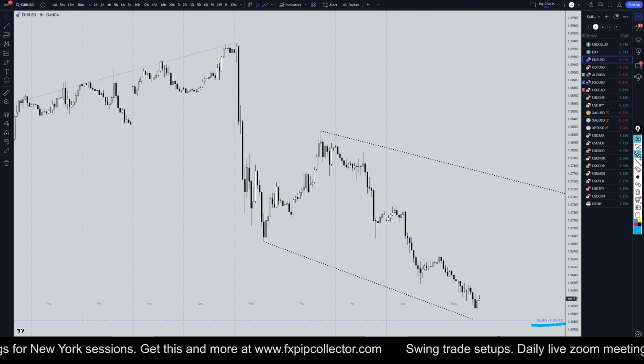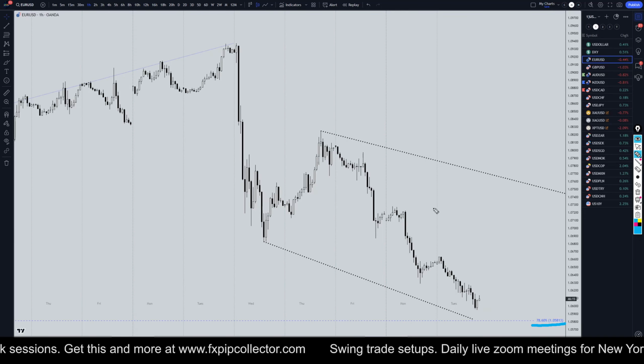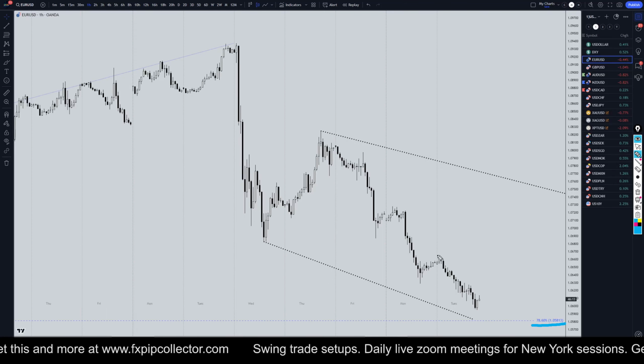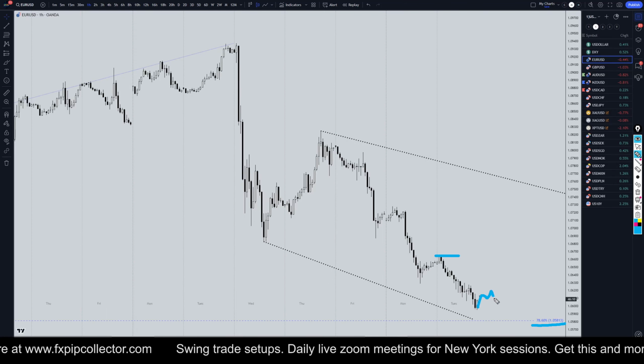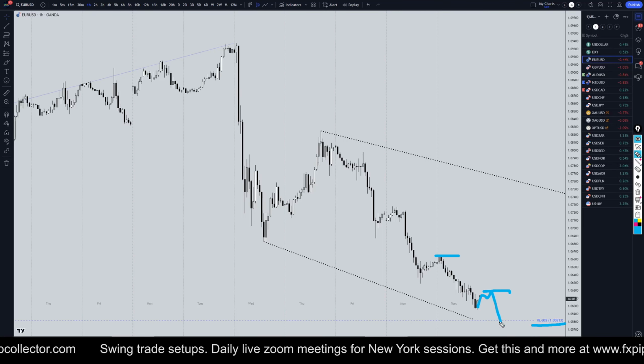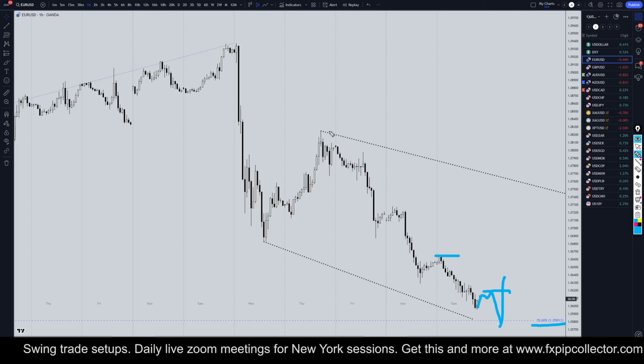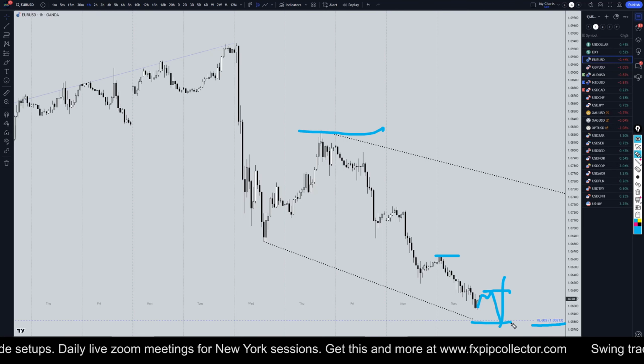Maybe it will make a bounce there and give us a break of structure. Whenever we do get a break of this lower low, lower high structure, whether it's here or whether it makes a new lower low, lower high here, whenever we do get a break of this structure, the first thing I would do is throw my Fibonacci retracement on the whole move down.